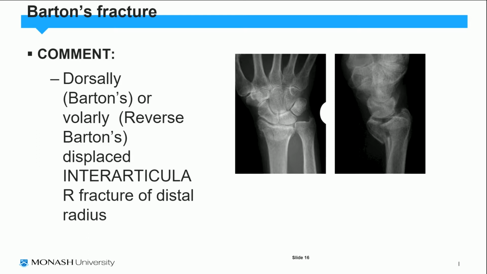Barton's fracture sits exactly at the same spot where we would expect either a Smith's or a Colles fracture. However, it involves the articular surface. If it looks like a Colles fracture, it's called a dorsal Barton's, or if it looks like a Smith's fracture, as in this case, it's called a reverse Barton's. So it's an intra-articular fracture of the distal radius.